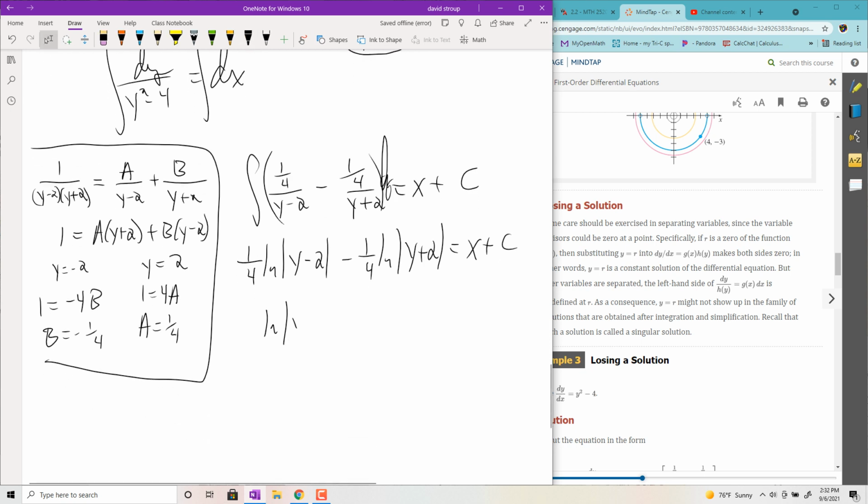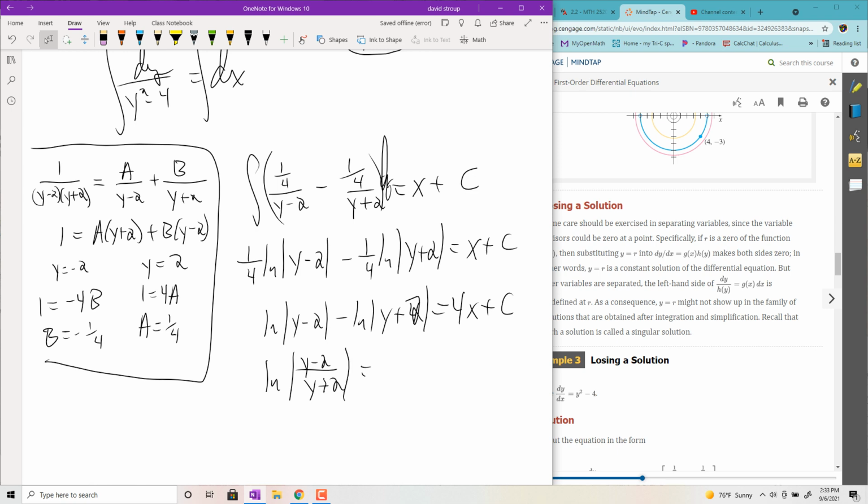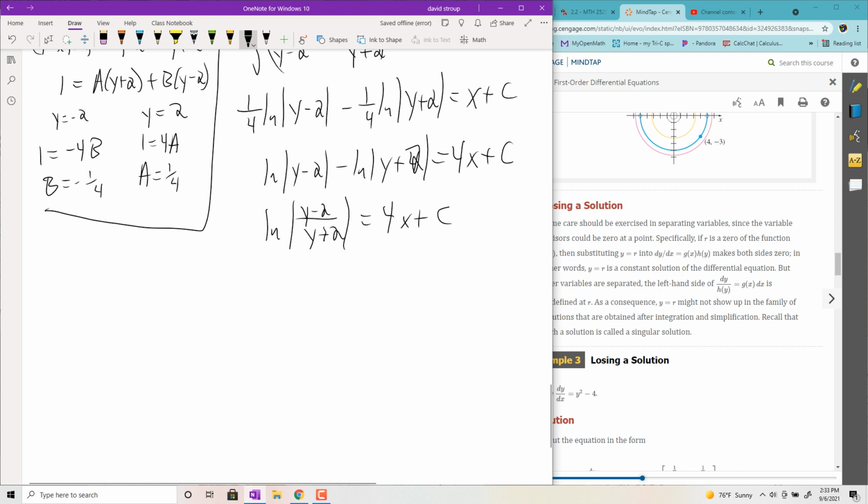That gives me ln of y minus 2 minus ln of y plus 4, or sorry, y plus 2 equals 4x plus c, where the constant absorbs the 4. Then you could use the quotient rule for natural logs to rewrite this as ln of y minus 2 over y plus 2 equals 4x plus c. Then we could try to get an explicit solution by exponentiating.